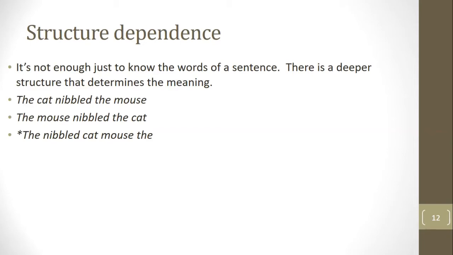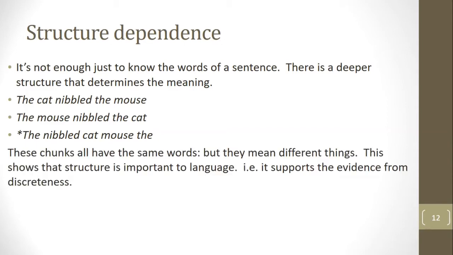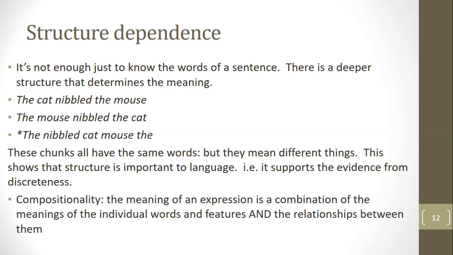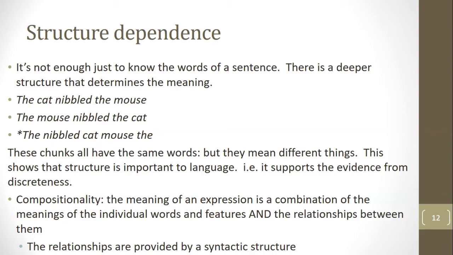This is what this course is going to be about, looking at this kind of structure. This property is also known as compositionality. The meaning of an expression is a combination of the meanings of the individual words and features, as well as the relationships between them. These relationships are then created by structure. Now, what do we mean by structure? We will become a lot clearer about what this means in the rest of the course. For now, I want you to imagine it as a kind of scaffolding, like building scaffolding.